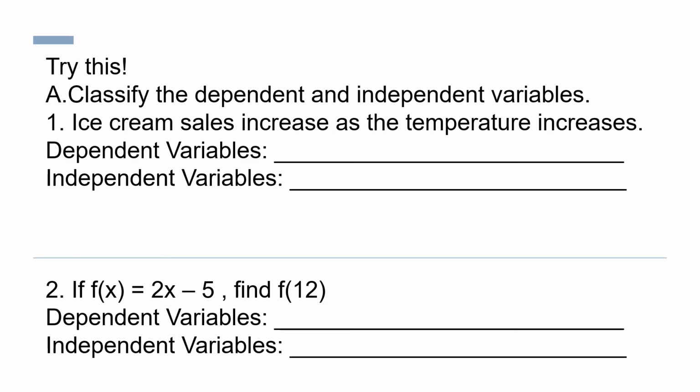And now it's your turn. Get a paper or your notebook and a pen. Then, do this activity. You just have to classify the dependent and independent variable in each of the given.